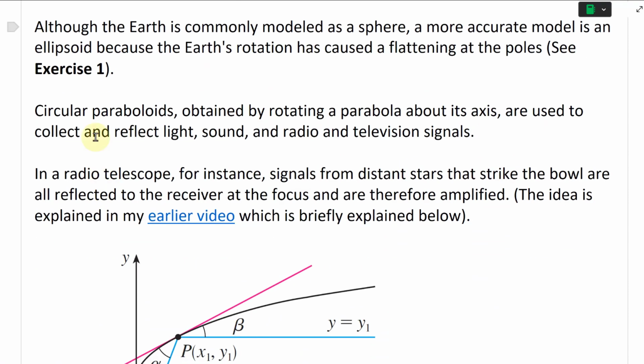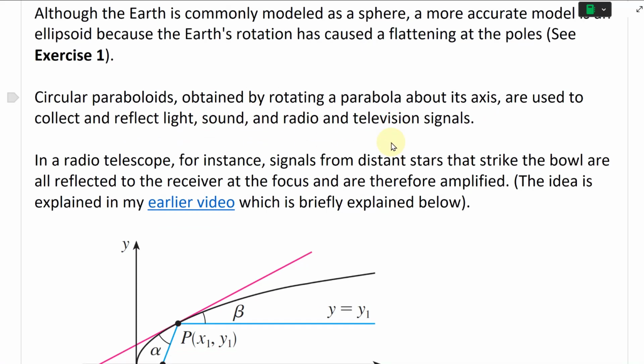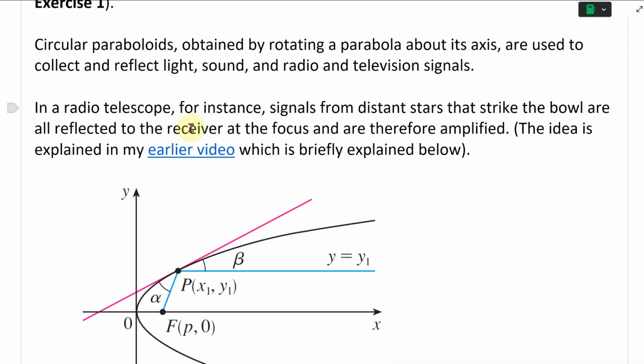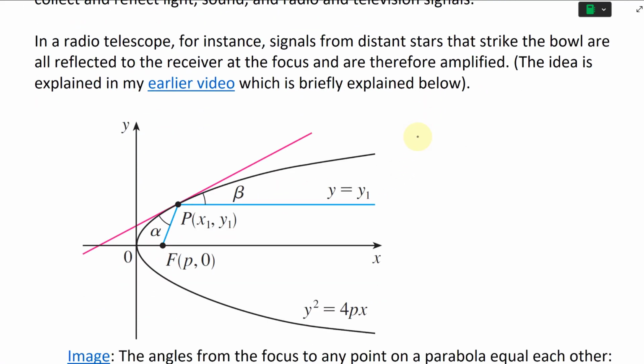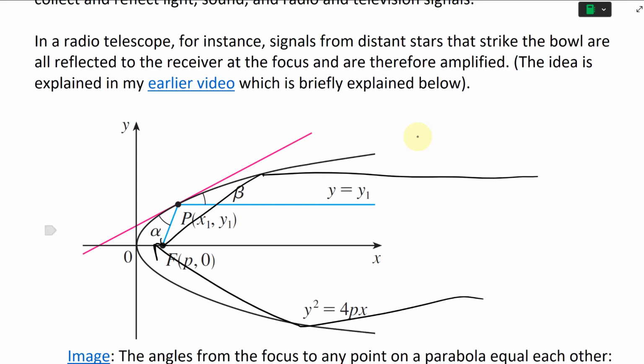See exercise 1. Circular paraboloids obtained by rotating a parabola about its axis are used to collect and reflect light, sound, and radio and television signals. In a radio telescope, for instance, signals from distant stars strike the bowl, are reflected to the receiver at the focus, and are therefore amplified. So you have light coming across anywhere here, it's going to go always to the focus. Goes here, goes straight to the focus of this parabola. So that's pretty cool stuff here.